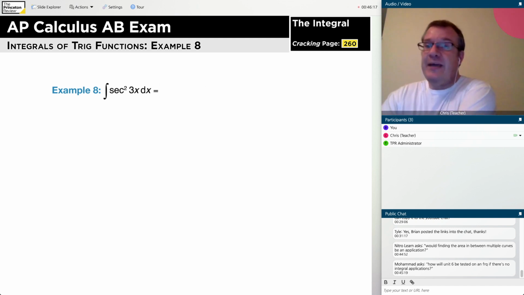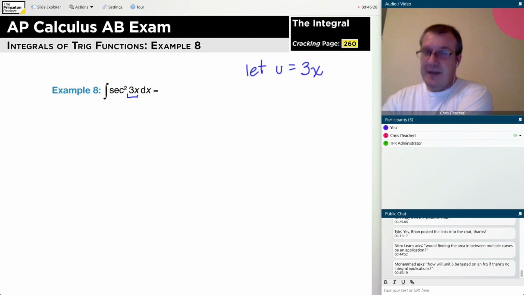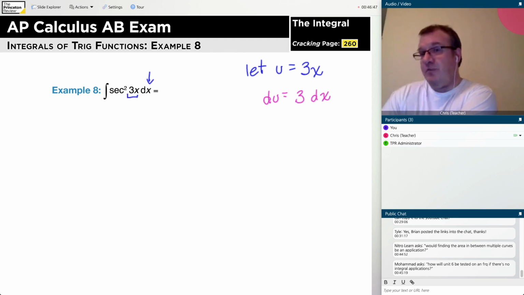The 3x is the problem, which means I'm going to let u equal 3x. The only reason I'm choosing that, because when I take the derivative, I'm going to have it in my integrand. Notice I don't have a stray x anywhere else. I have my differential right here. So if I take the derivative, power rule to the rescue.